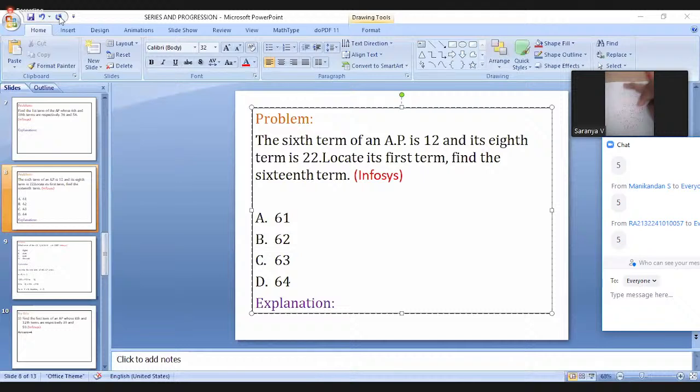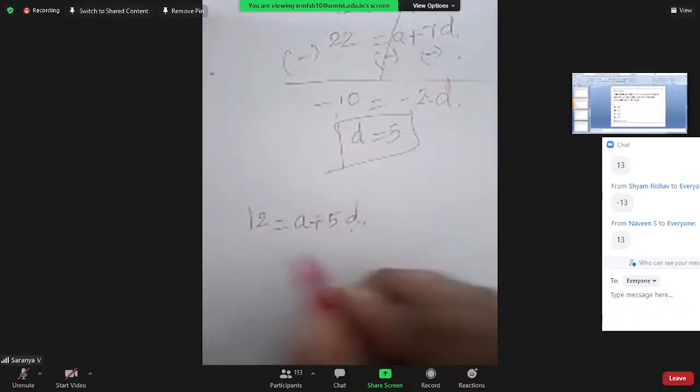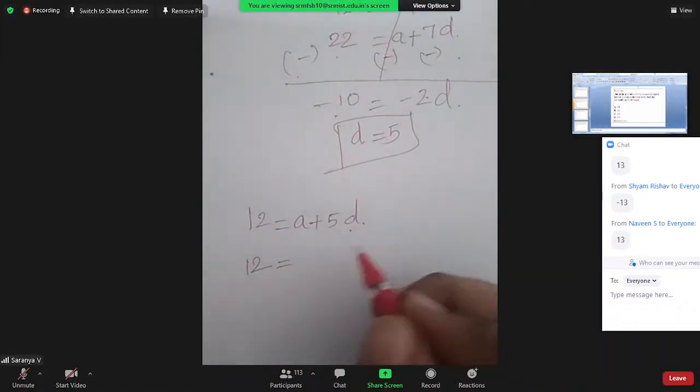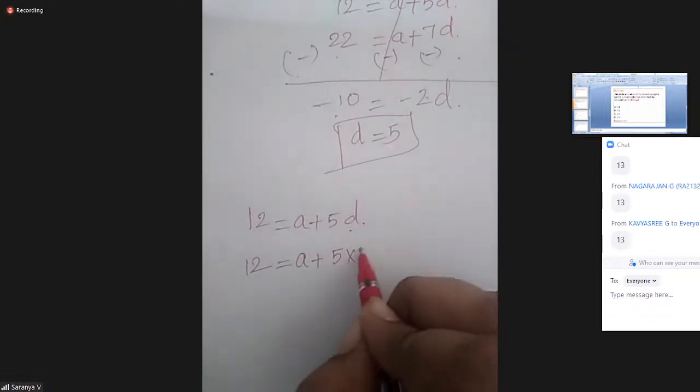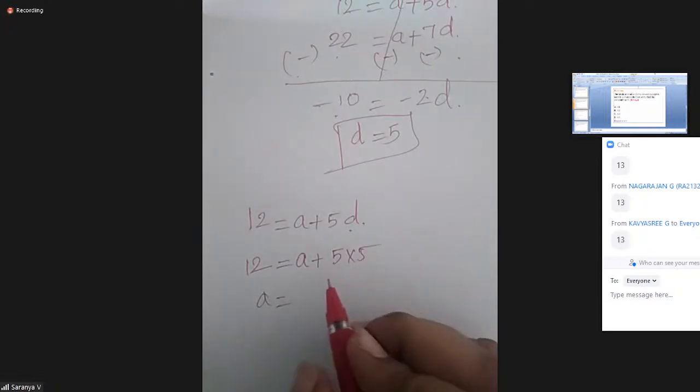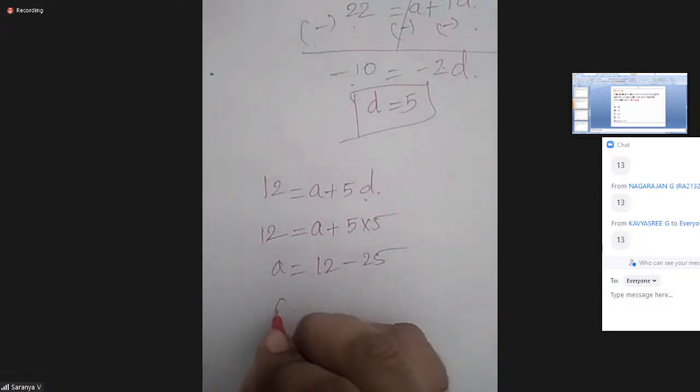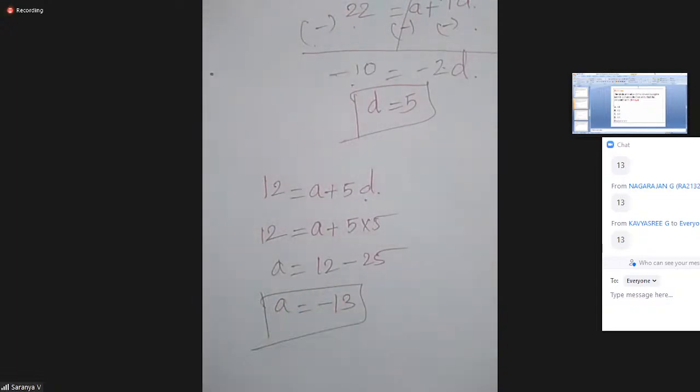So now find the first term. We need to find the first term and also the 16th term. Keep in mind. Okay. So can you find the first term now? So we'll take the one equation, that is 12 equal to a plus 5d. I know the d already. So 12. Very good. Your answers are right. A plus 5 into 5. So a is equal to what? 12 minus 25. So the first term is minus 13. Minus 13 is your first term. Okay, not 13. Minus 13 is your first term.